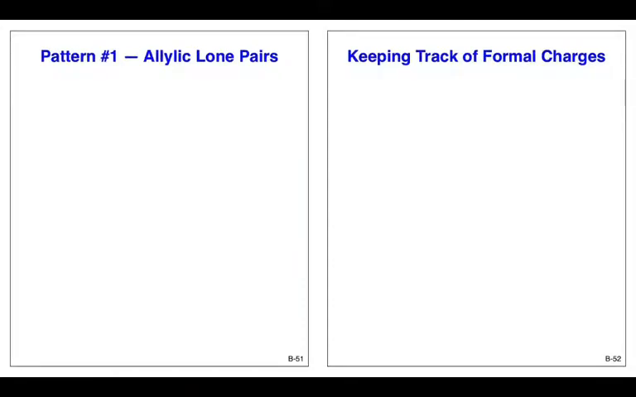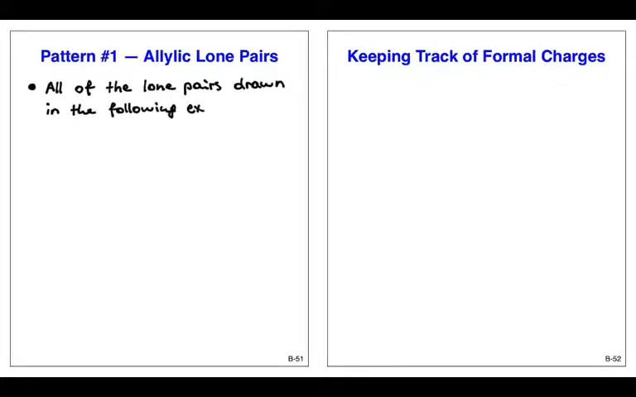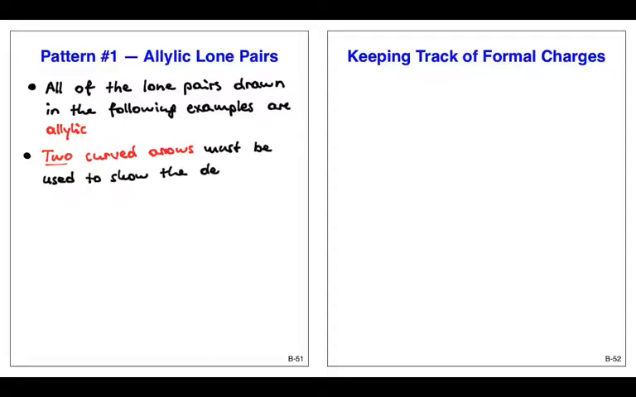Alright, so we've learned what allylic means, and now we're going to talk a little bit more about pattern number 1, which is exactly the allylic lone pair. I'm going to draw a couple of examples for you, all allylic lone pairs, and I'll draw the resonance arrows to show you how to go from one resonance structure to the other. I'm not going to draw all the resonance structures so that you can do them yourself. In general, we need 2 curved arrows to show delocalization of an allylic lone pair.